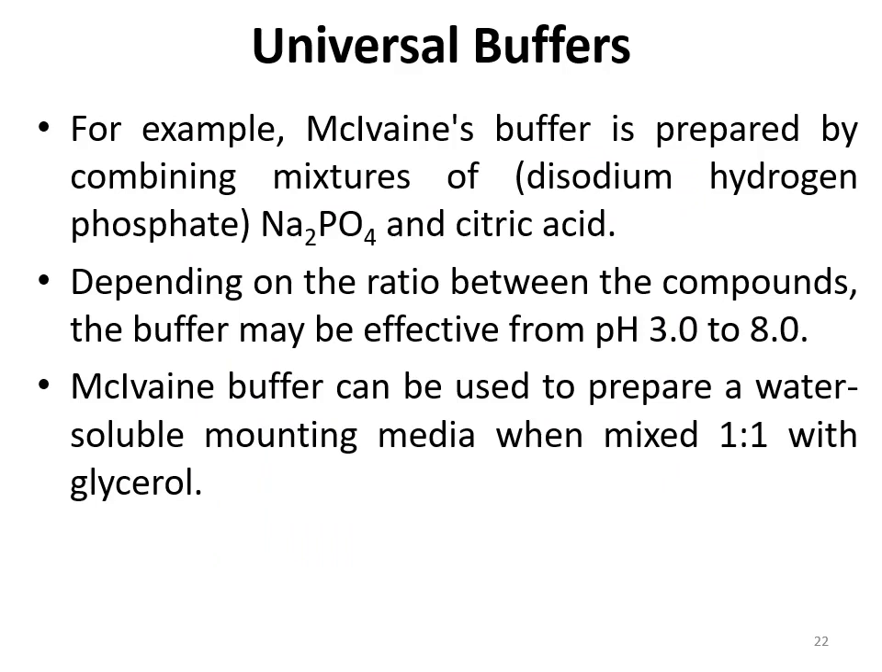Next example is McIlvaine buffer, prepared by combining a mixture of disodium hydrogen phosphate and citric acid. It depends upon the ratio in which you are combining citric acid and disodium hydrogen phosphate. The buffer may be effective from pH 3 to 8. A McIlvaine buffer can be used to prepare a water-soluble mounting medium when mixed 1:1 with glycerol. So it is usually used for specimens to mount them on the slide.